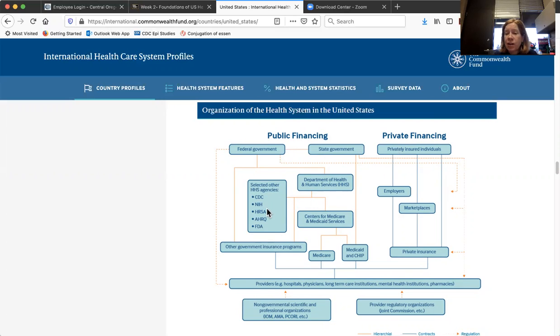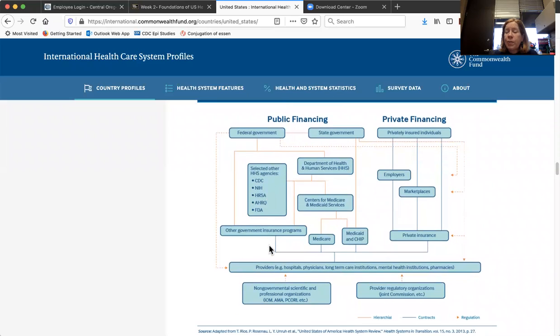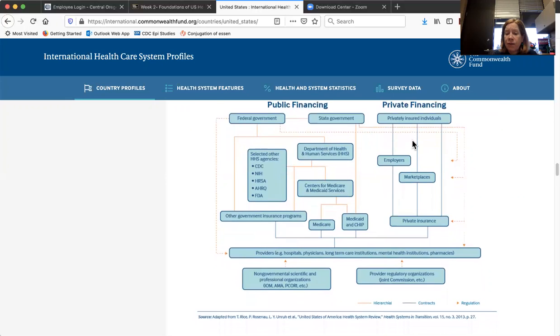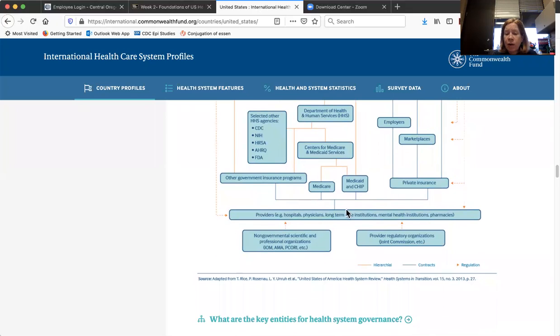And then on the other side is the public financing. You'll see that we have a big public financing side. We have Medicare and Medicaid, and you see the different agencies here. We will be going into each one of these throughout this term over the next 10 weeks. But I wanted you to see the big picture, how it's both publicly funded and privately funded, and then the organizations underneath here that support it.